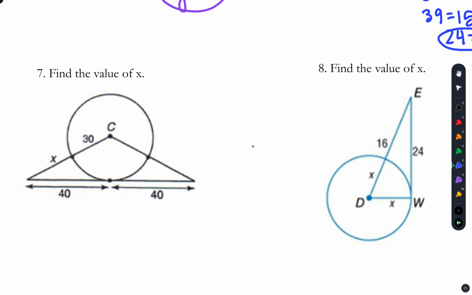Number 7, it says find the value of x. Again, we're going to assume that line on the bottom is tangent, not those lines on the side, not the legs. Legs are not tangent because they're going into the circle. Tangents bounce off of the circle. But this guy is tangent, which means if I draw a radius to that point of tangency, I'm going to get a right angle because I'm assuming that that's tangent.